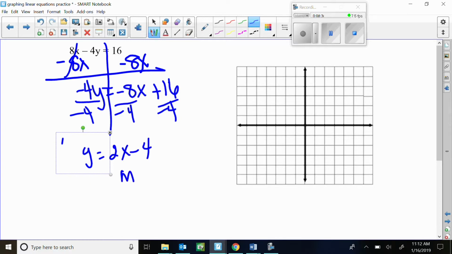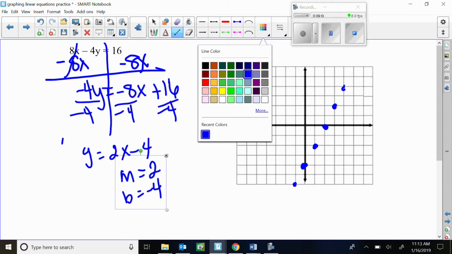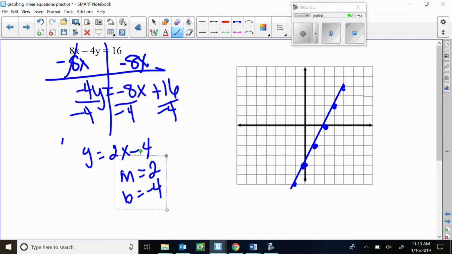So my slope would be 2, and my y-intercept would be negative 4. So I'm going to start at negative 4, go up 2 over 1, 2 over 1, and I go up and to the right because it's a positive. So then I'm going to graph this. Actually, I can change the color. There we go. So that's the first way to do it.